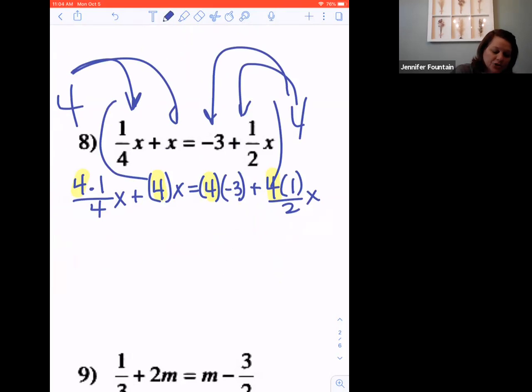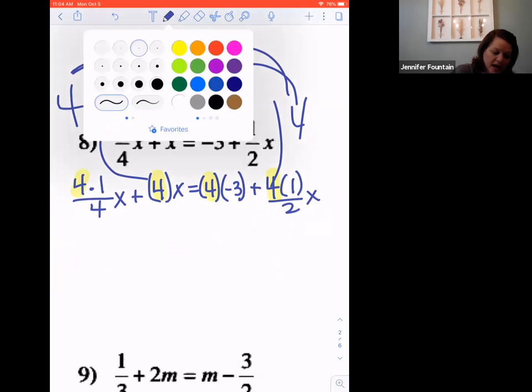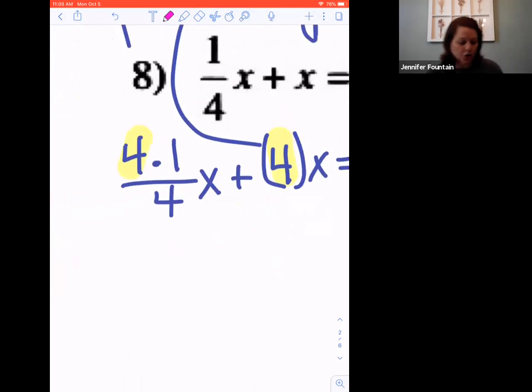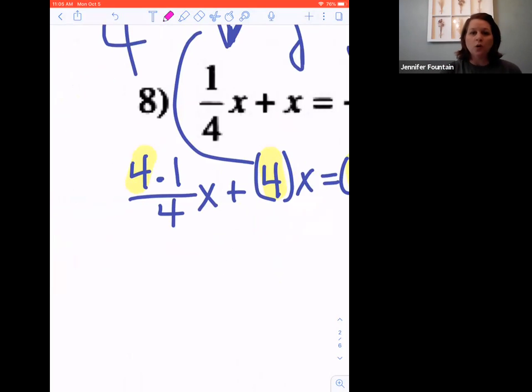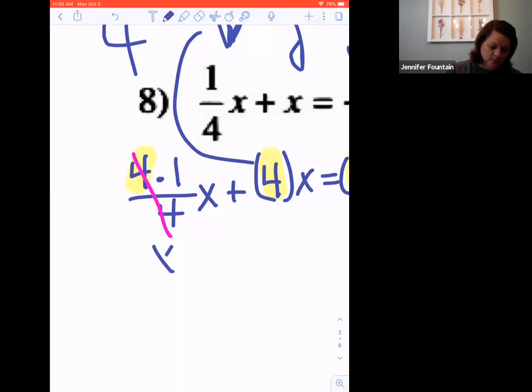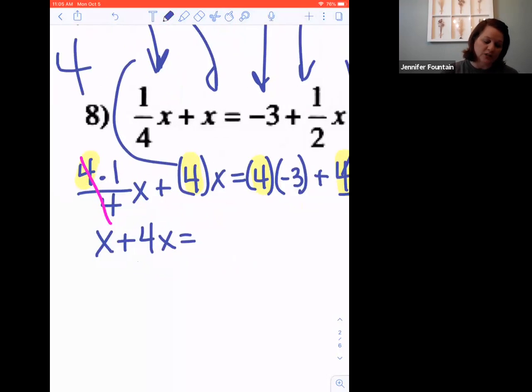Now I've multiplied each term by 4, so I need to start simplifying. When I look at my first term, I have 4 times 1 over 4. My 4s are going to cancel there because 4 divided by 4 is 1. So I'm left with 1 times x, so that's just x. Plus 4 times x is 4x equals 4 times negative 3 is negative 12.